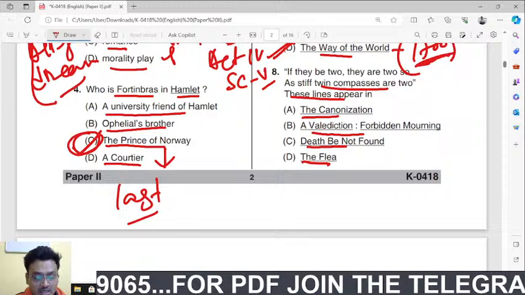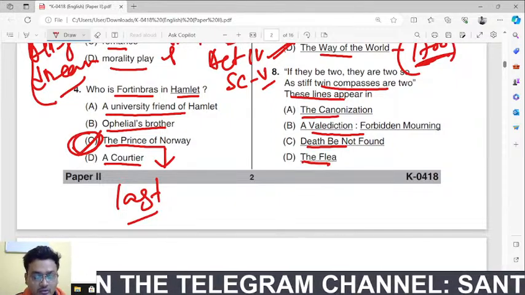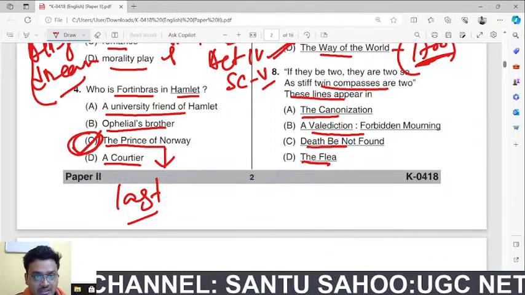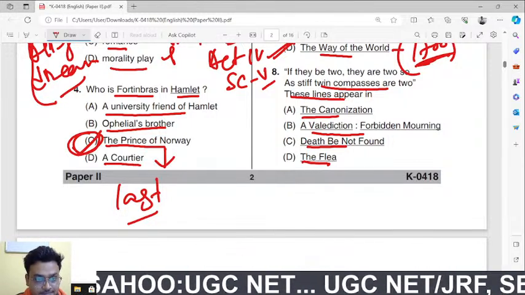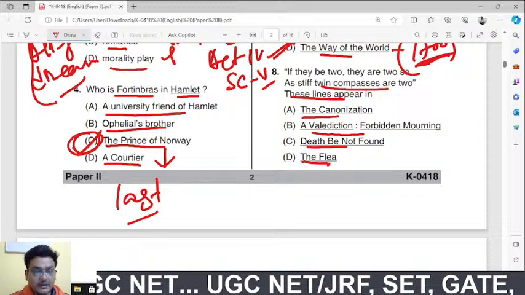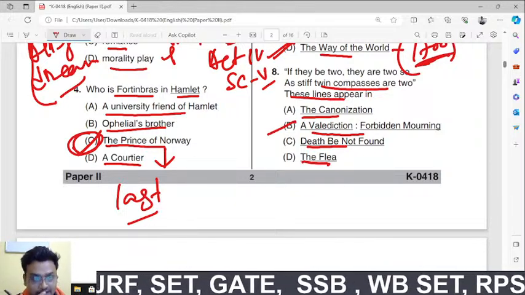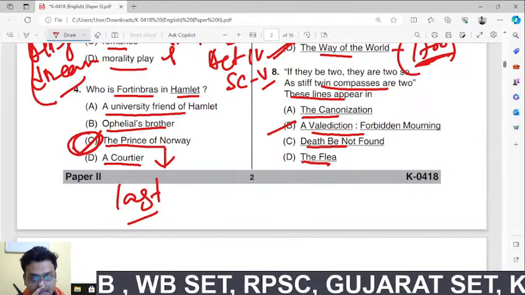The lovers are compared with a pair of compasses. Okay, they are joined together at the top. So these lines appear in A Valediction Forbidding Mourning by whom? It's by John Donne. So here A Valediction Forbidding Mourning is the right answer. Here it is an extended metaphor.